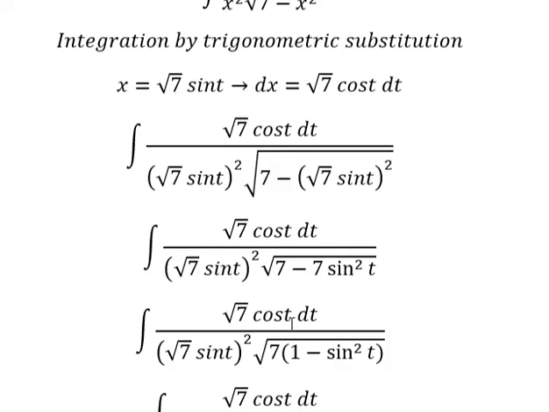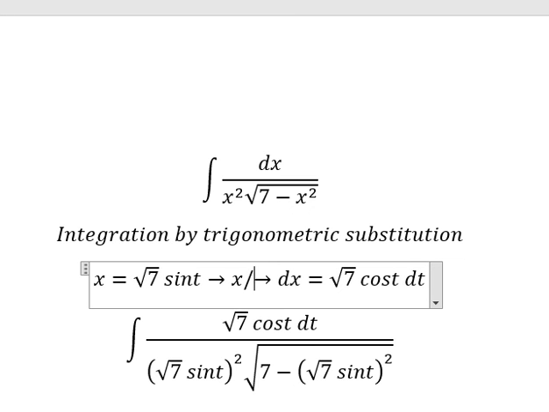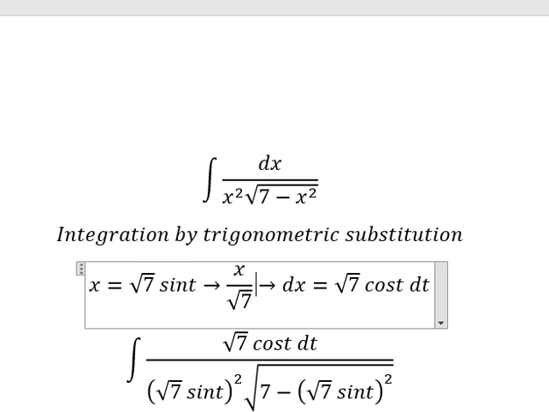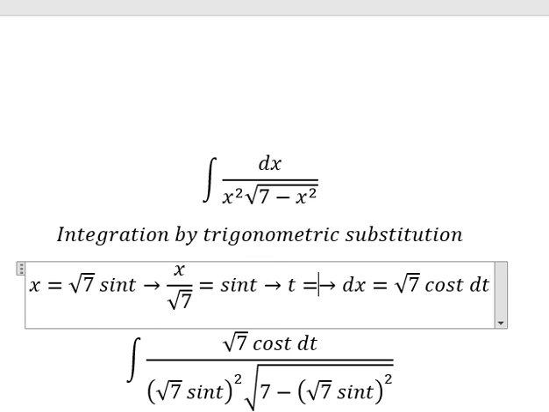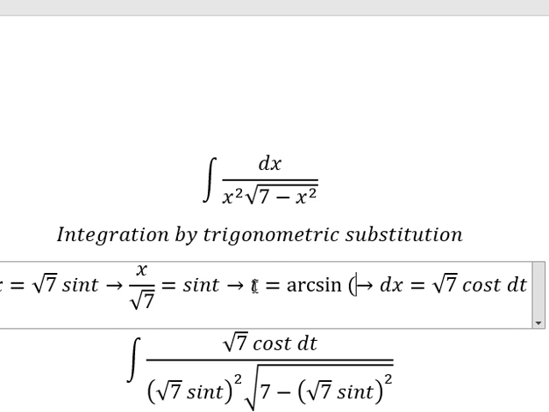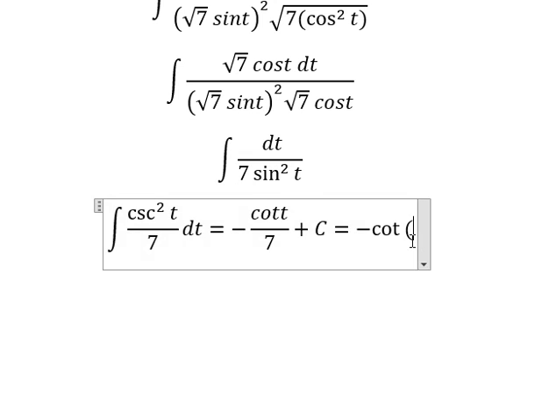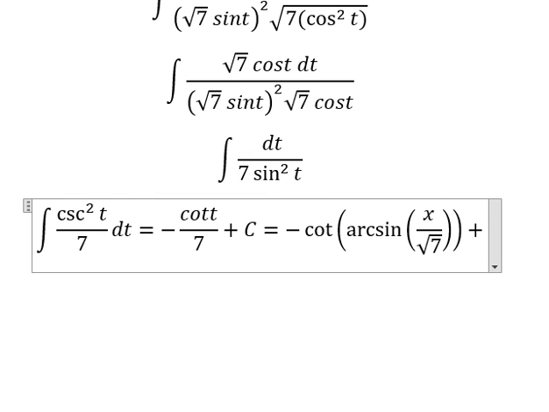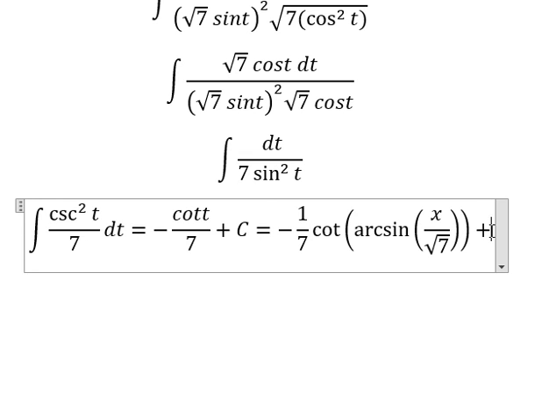As for t, that is about this one. So we need to divide both sides by the square root of 7. So we can find the value of t, that is arcsine of s over the square root of 7. So I will put this one to change for t, and we put 1 over 7 in here, and then we put capital C.